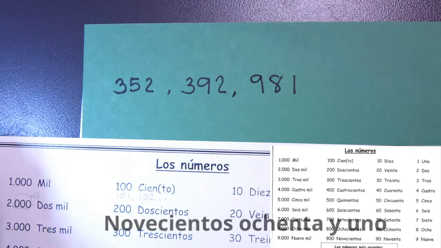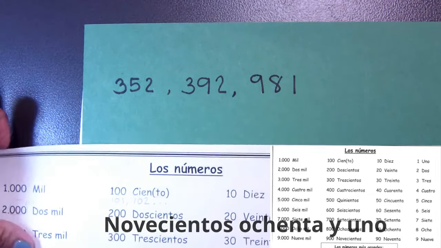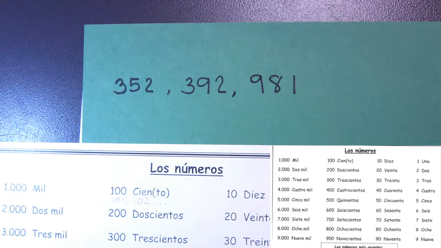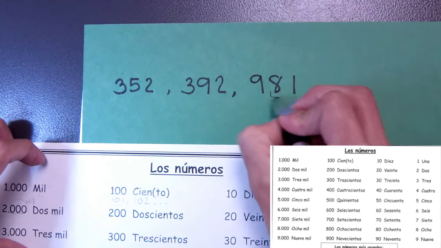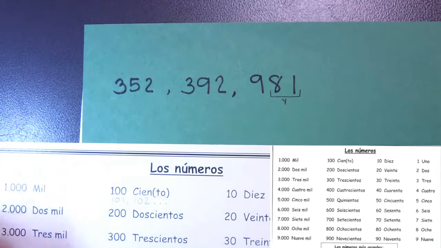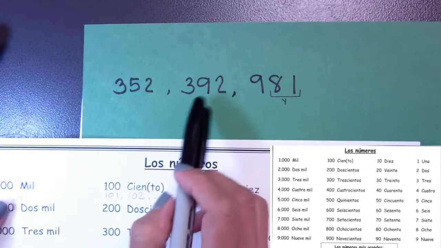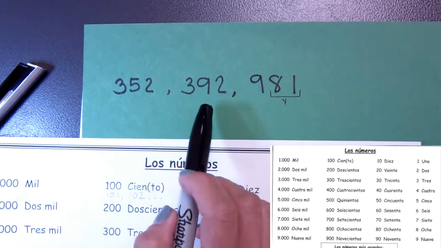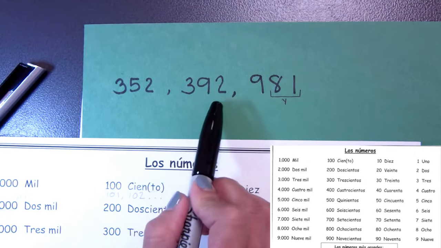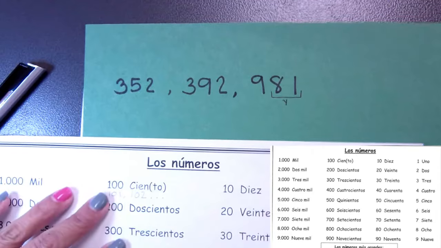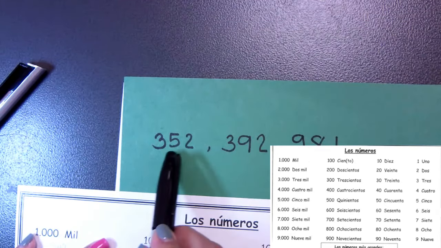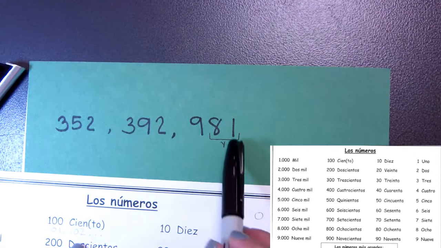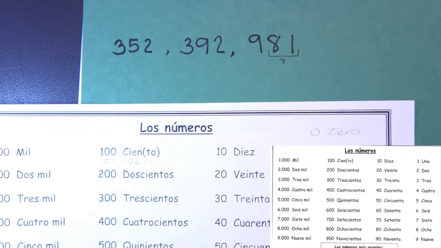Okay, when we are writing the numbers, we don't say the y everywhere. No. We only put the y between the last two numbers. It's the only place where we would say y. For example, over here, 392. On the last two, we would say y. En este, 352. 981. That's where we put the y, okay?